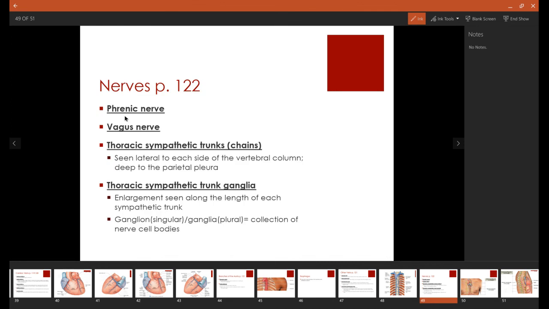And the nerves we need to cover, phrenic and vagus, we already did. So we just have these thoracic sympathetic trunks or chains and their ganglia. And what a ganglion is, which is singular, ganglia is plural, is just a collection of somas or nerve cell bodies. And when they link together, they create a structure called the thoracic sympathetic trunk or chain. These are seen just on the outsides of the vertebral bodies.